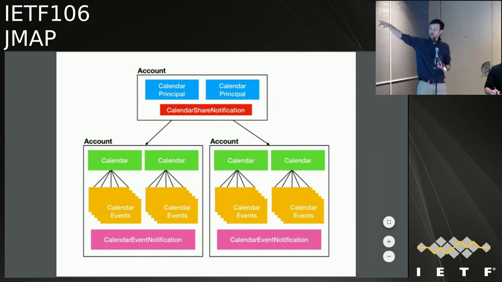Calendar share notification, on the other hand, is when a calendar is shared with a different principal. That's stored with the principal data. A principal is a user or a room or any kind of resource that's schedulable in your calendar. That needs to be up there because you may have been removed from a calendar, so you can't store it in that account because you no longer have access to that account.